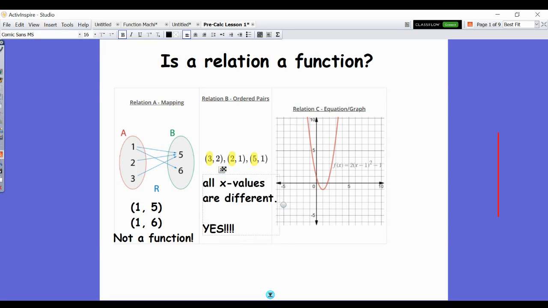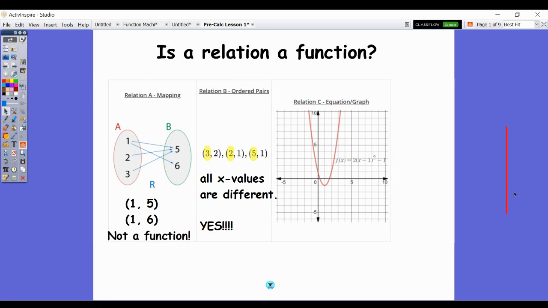So it doesn't really matter what happens with the y values. It's all about the x values. And the last way you can check to see if something is a function is using the vertical line test. So hopefully that came up in your discussion. Someone talked about the vertical line test.